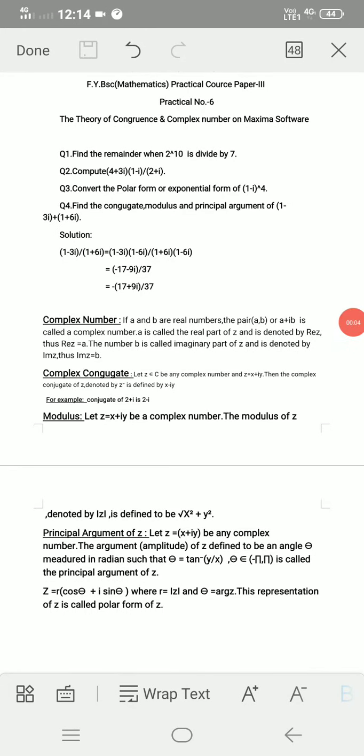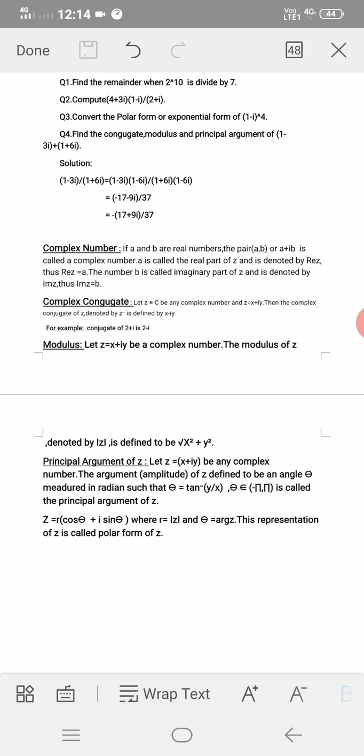Myself Professor Gadak Dhanashree. Today we will discuss practical number 6, the theory of congruence and complex number on Maxima software. First, let us discuss in short the concept of complex number.